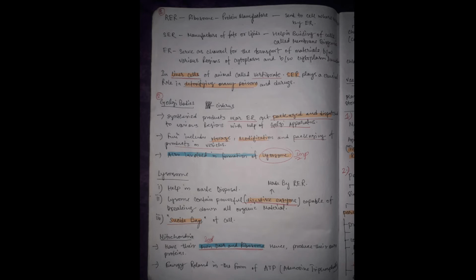Now we are going to cover all the different types of cell organelles present in the cytoplasm. So there are endoplasmic reticulum, Golgi apparatus, lysosome, mitochondria, plastids and vacuoles present in the cytoplasm, known as cell organelles. So now first we are going to cover endoplasmic reticulum.